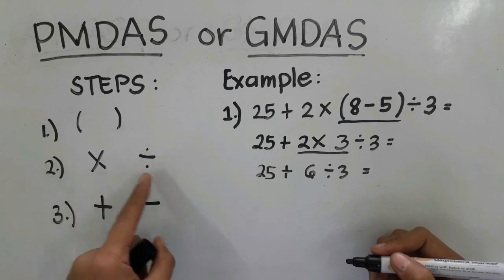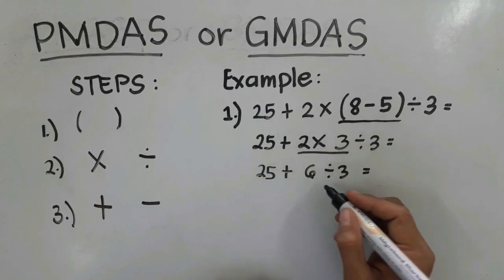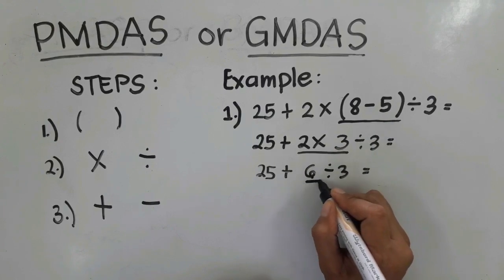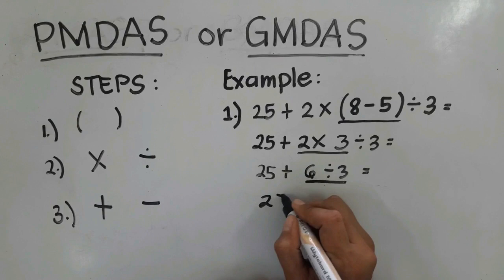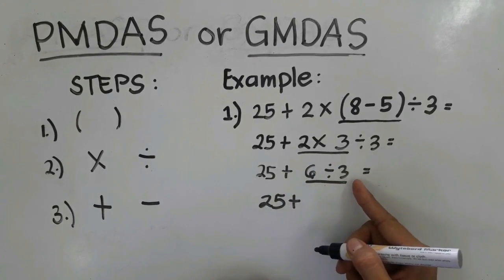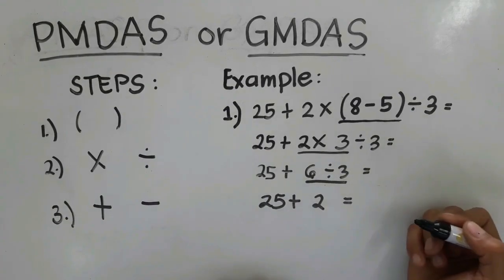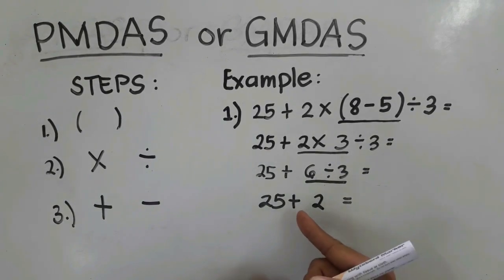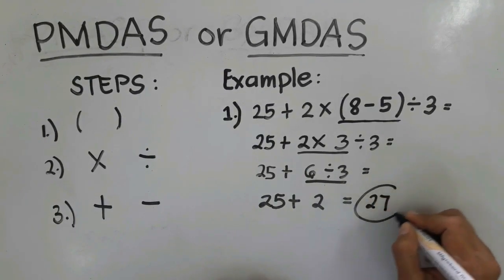Then what will you solve next? In our step 2, that's multiplication, division. We're done with multiplication, so we're going to do the division. Copy the 25, plus 6 divided by 3 is 2. So therefore, 25 plus 2, so the answer is 27.